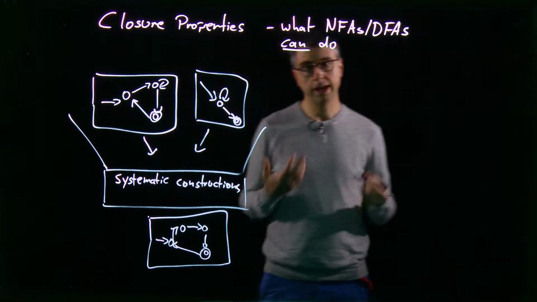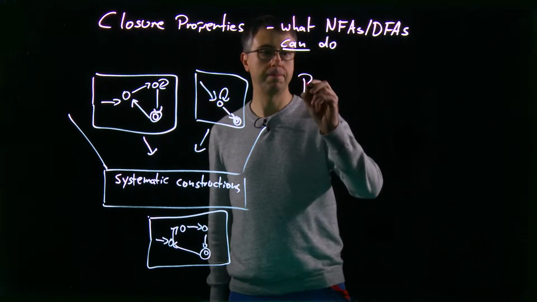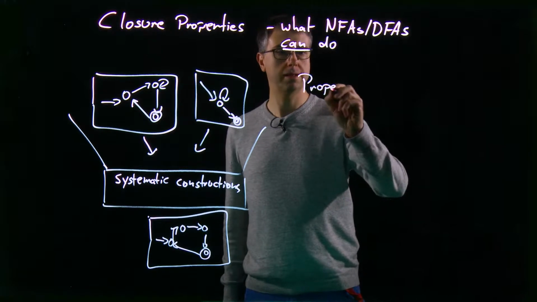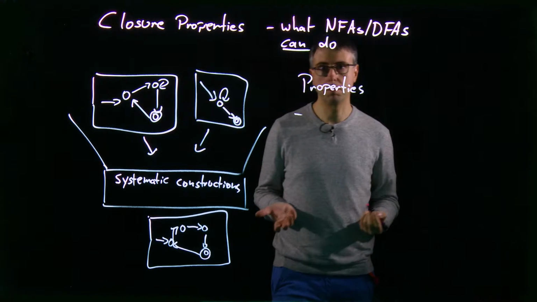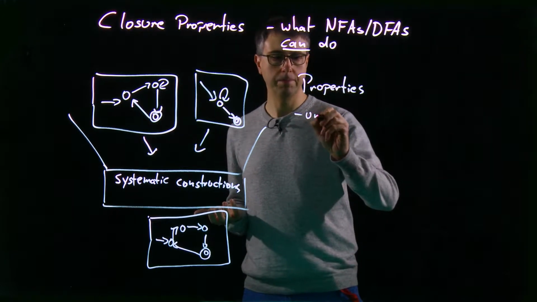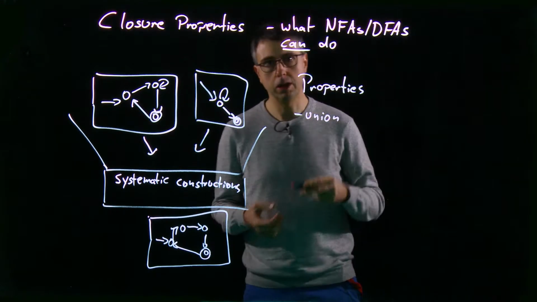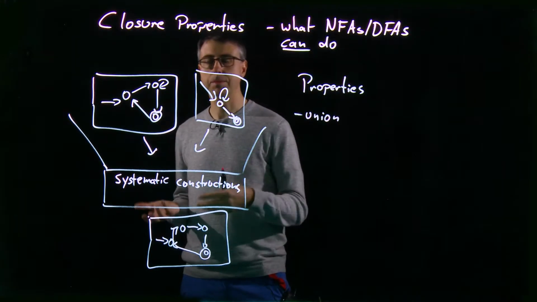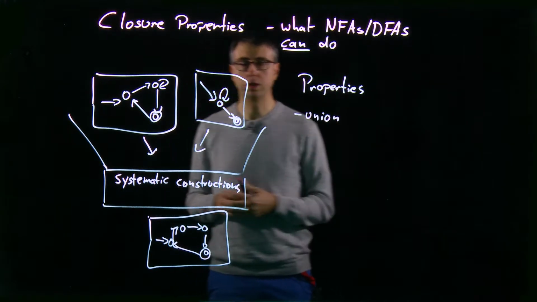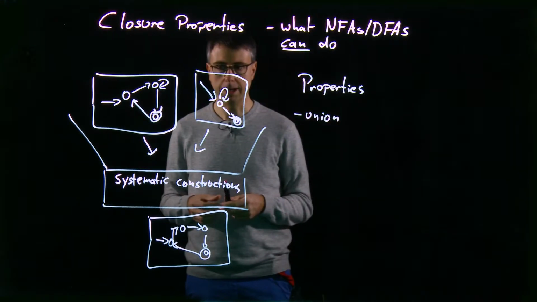And what we are going to look at in the following videos is how to actually make these constructions. And the properties we are going to look at, properties. The first property is union. It's called union because it's the construction of an automaton accepting the union of the languages accepted by the input automata.